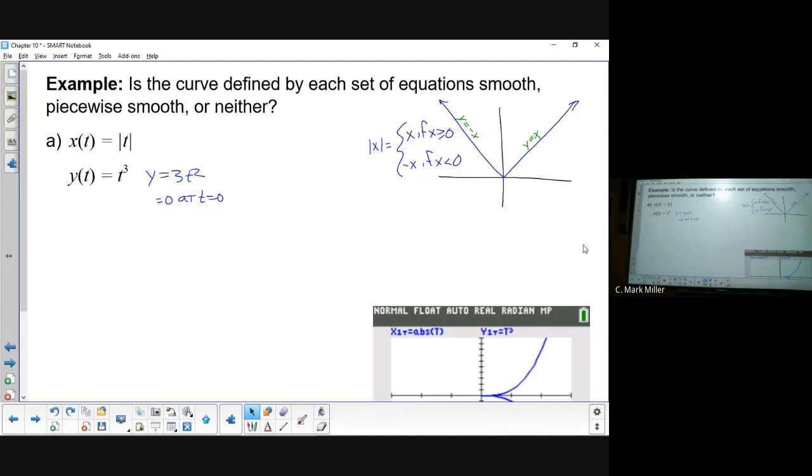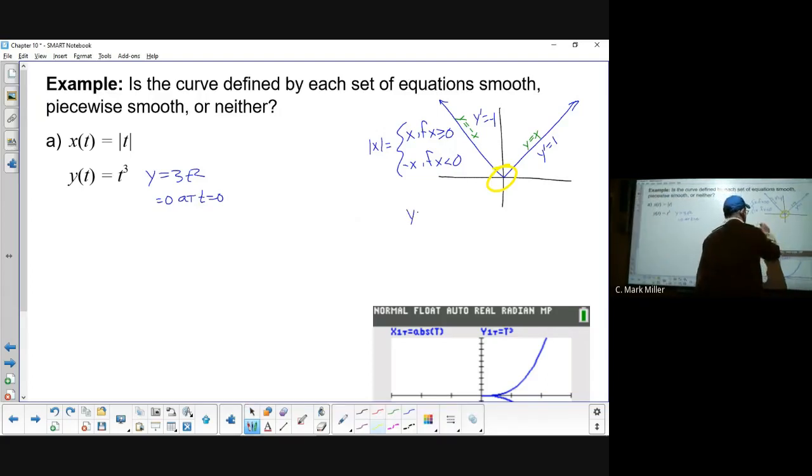What's the derivative? Derivative is the slope, right? So over here, y prime equals 1. Over here, y prime equals -1. What about here? We actually did this very problem back when we were doing derivatives. Right here, the derivative is undefined. So y equals absolute value of x is not differentiable at x equals 0.